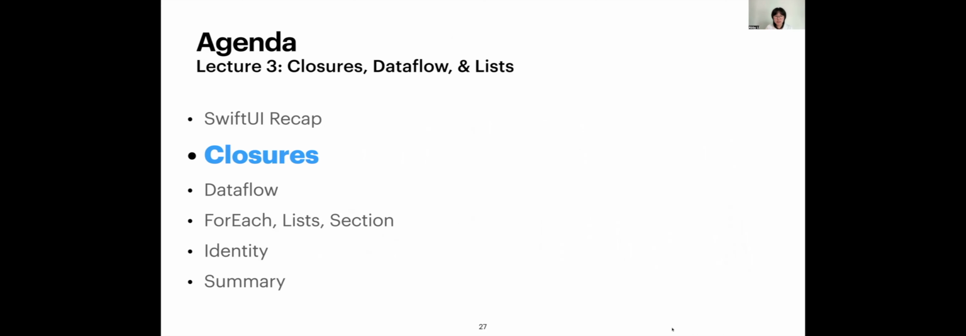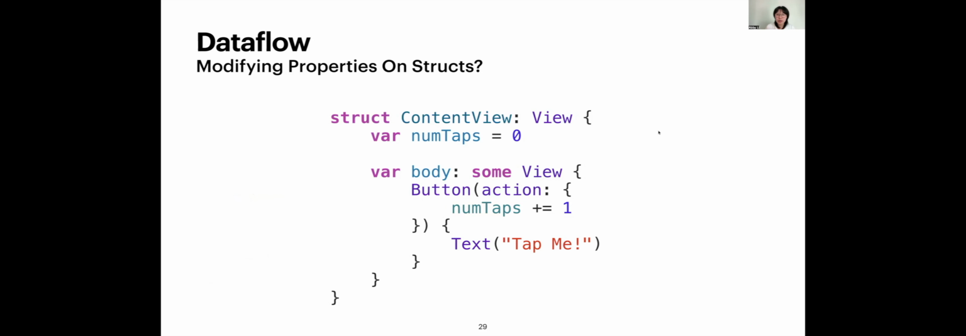So great. We're done with closures. Okay, so let's talk about data flow. How your data connects to your UI in SwiftUI. Here, we have a simple view with a button. We have a variable numTaps starting at 0, and when the button is tapped, we want to increment it by 1. Seems straightforward, right?